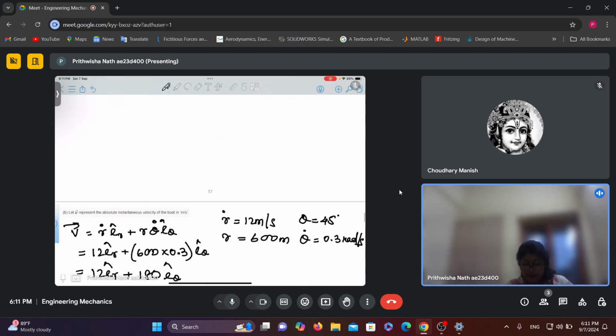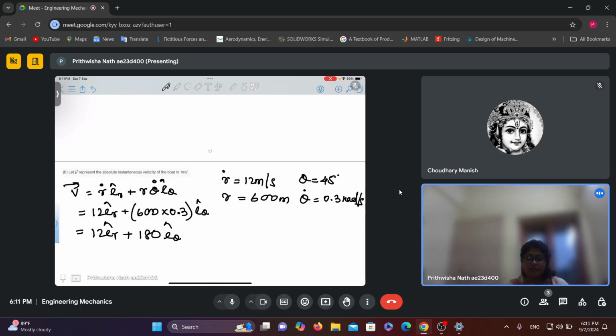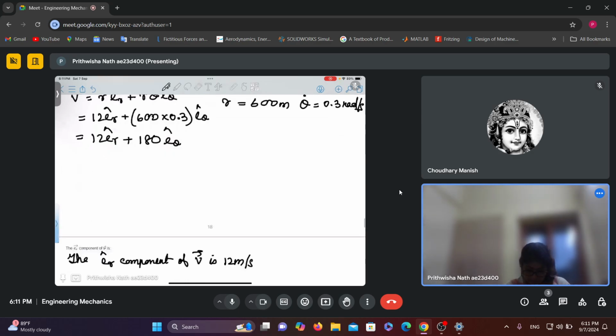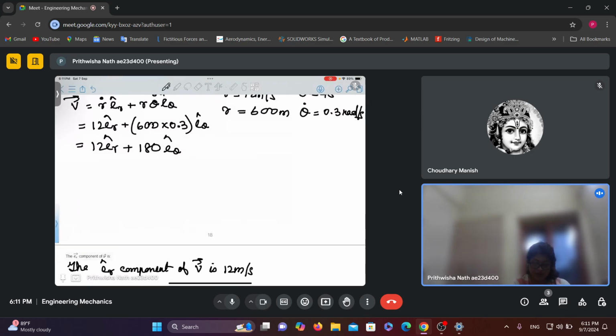Now we are asked to find out the components of velocity that the boat has. So this is the formula to find out velocity. Now we are given all this data, r dot, r theta dot. So we just simply substitute, and the component of e_r is 12 and component of e_theta is 180.